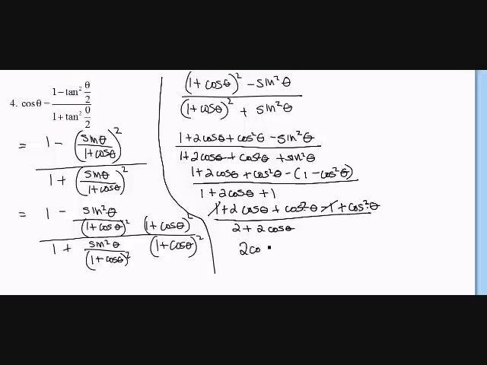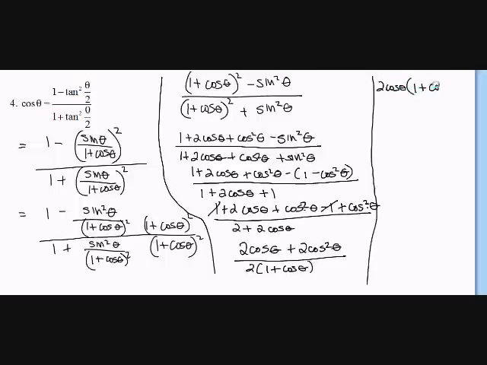So I have 2 cos theta plus 2 cosine squared theta all over, I'm going to take a 2 out of the denominator, so I get 1 plus cosine theta. Hopefully you see where this is going. Let's just take out a 2 cosine theta out of the numerator. So 2 cosine theta, 1 plus cosine theta, all over 2, 1 plus cosine theta. Those two cancel. The 2's cancel, and I get cosine theta.